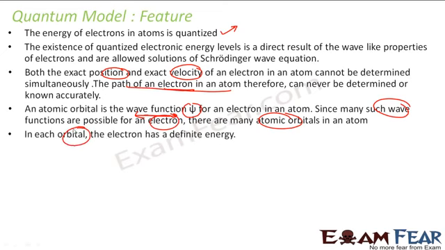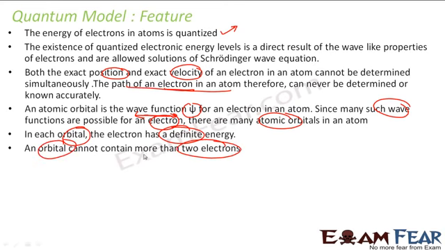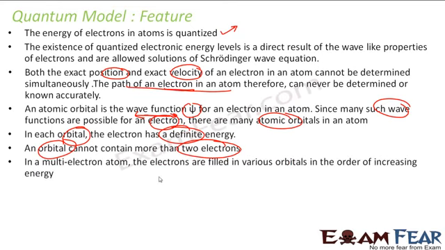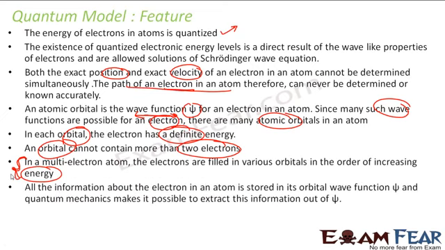Each orbital's electron has definite energy. Take any orbital, the electron will have definite energy in that orbital. An orbital cannot have more than 2 electrons. Please note, as I showed in the past picture, an orbital can have only 2 electrons. In a multi-electron atom, electrons are filled in various orbitals in the order of increasing energy. We'll discuss there's a principle for that.